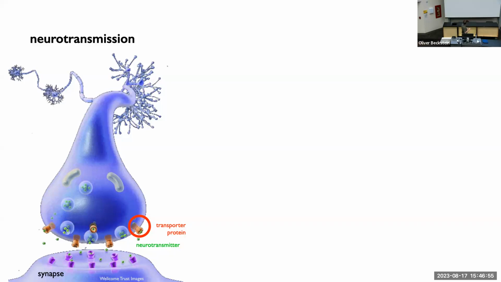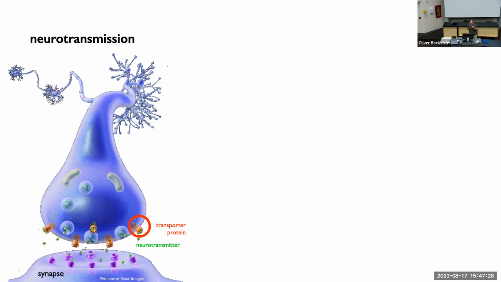Here, for instance, in neurotransmission, we have a synapse. Once the nerve impulse arrives, neurotransmitter is released, the little green blobs here. They diffuse across the synaptic cleft, and then a new action potential is started. But of course, the neurotransmitter can't just accumulate, because then you would stop transmission. So there has to be a process that takes the neurotransmitter back in, and these are the uptake transporters.